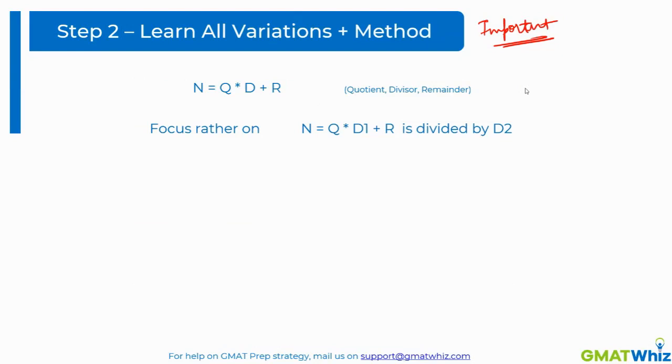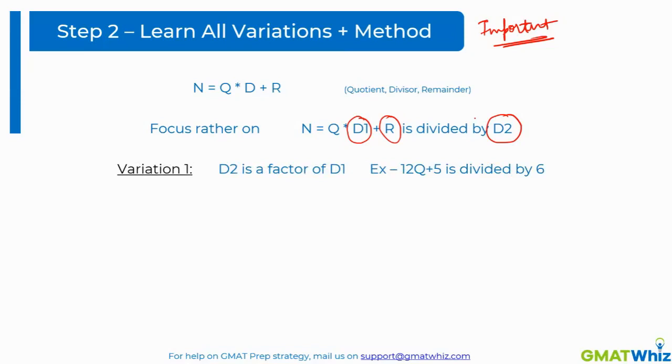This is a question type on GMAT. They say a number is divided by a certain divisor. It leaves the remainder r. They will give you these values, and they will ask you, what if it is divided by d2 instead of d1? What is the remainder? That's a variation. That's a type. In this variation, there are multiple ways in which they can test you. One variation of this is when d2, that second divisor, is a factor of d1. For example, 12q plus 5: if a number is divided by 12, it leaves a remainder of 5. They ask you what is the remainder when it is divided by 6.